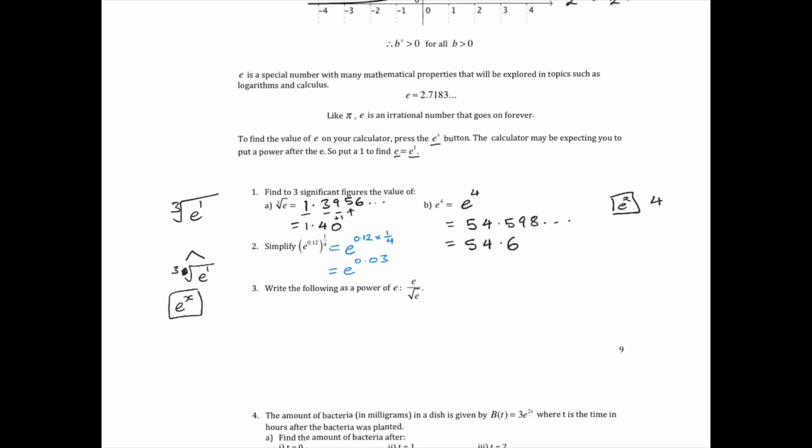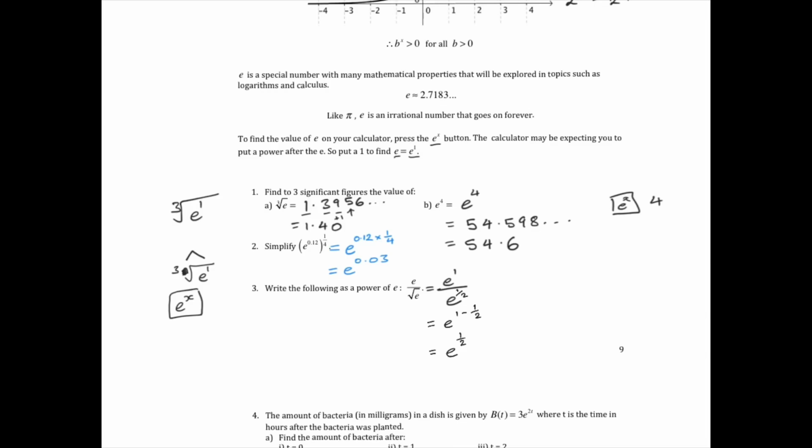And then question 3 says, write the following as a power of e. So in other words, I want this expression as just e to the something, I don't know what yet. So, first of all, this expression is e to the 1 over e to the square root of e, which can be written as e to the half. But I'm dividing those terms, so you can think of it as e to the 1 minus a half, because when you divide two indices with the same base, you minus the powers. And 1 minus a half is a half.